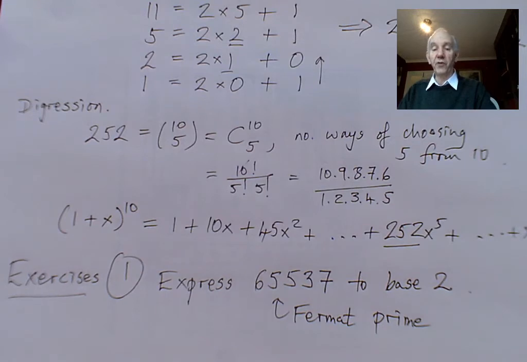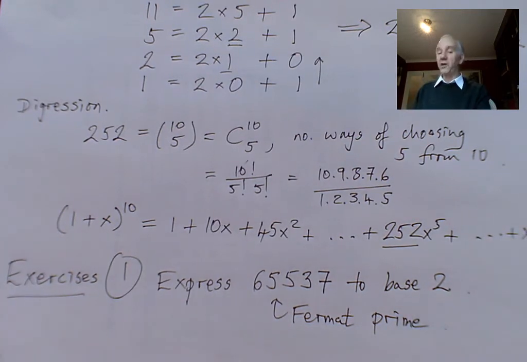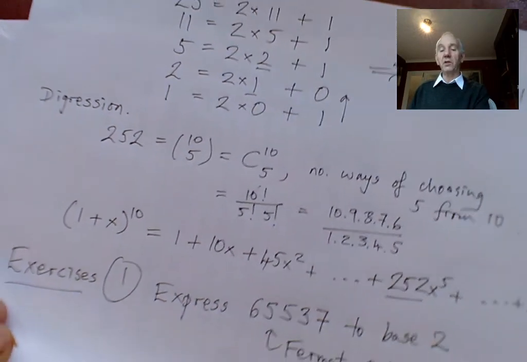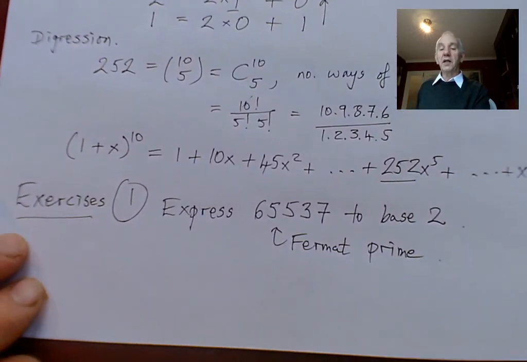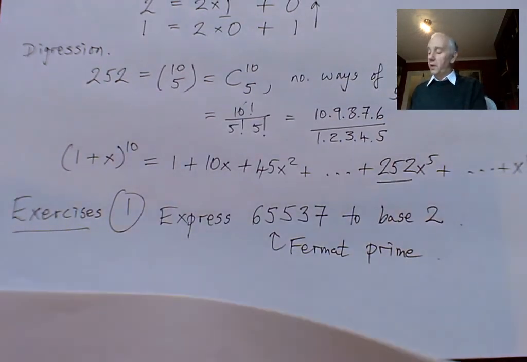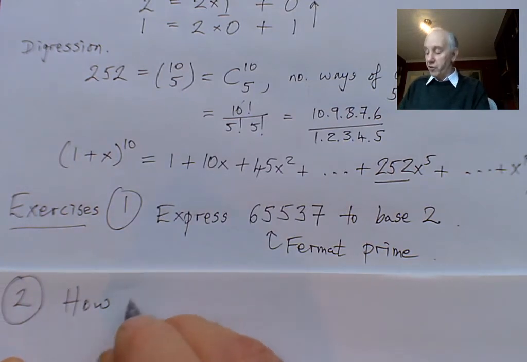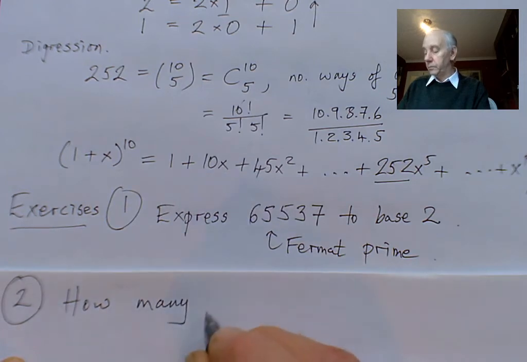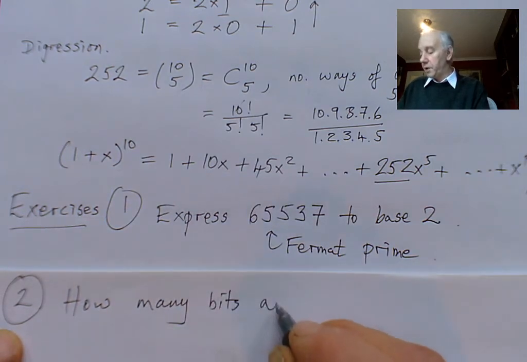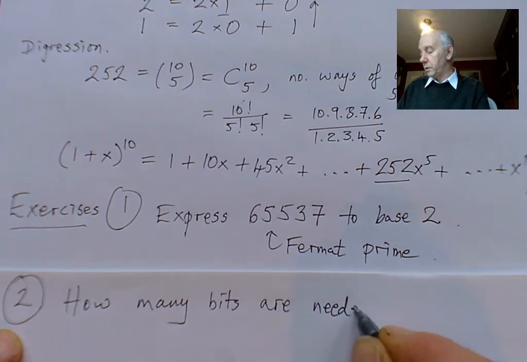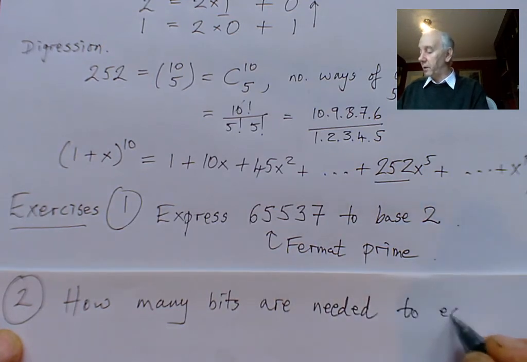I just want you to do this exercise using the systematic method, which I just taught. And then you can look up Fermat prime. That's the first exercise. I'll leave that to you. The second one is going to be a worked example. So the second exercise is going to be the following. How many bits? A bit is, remember, a binary digit. So how many binary digits are needed to express the following number in binary?